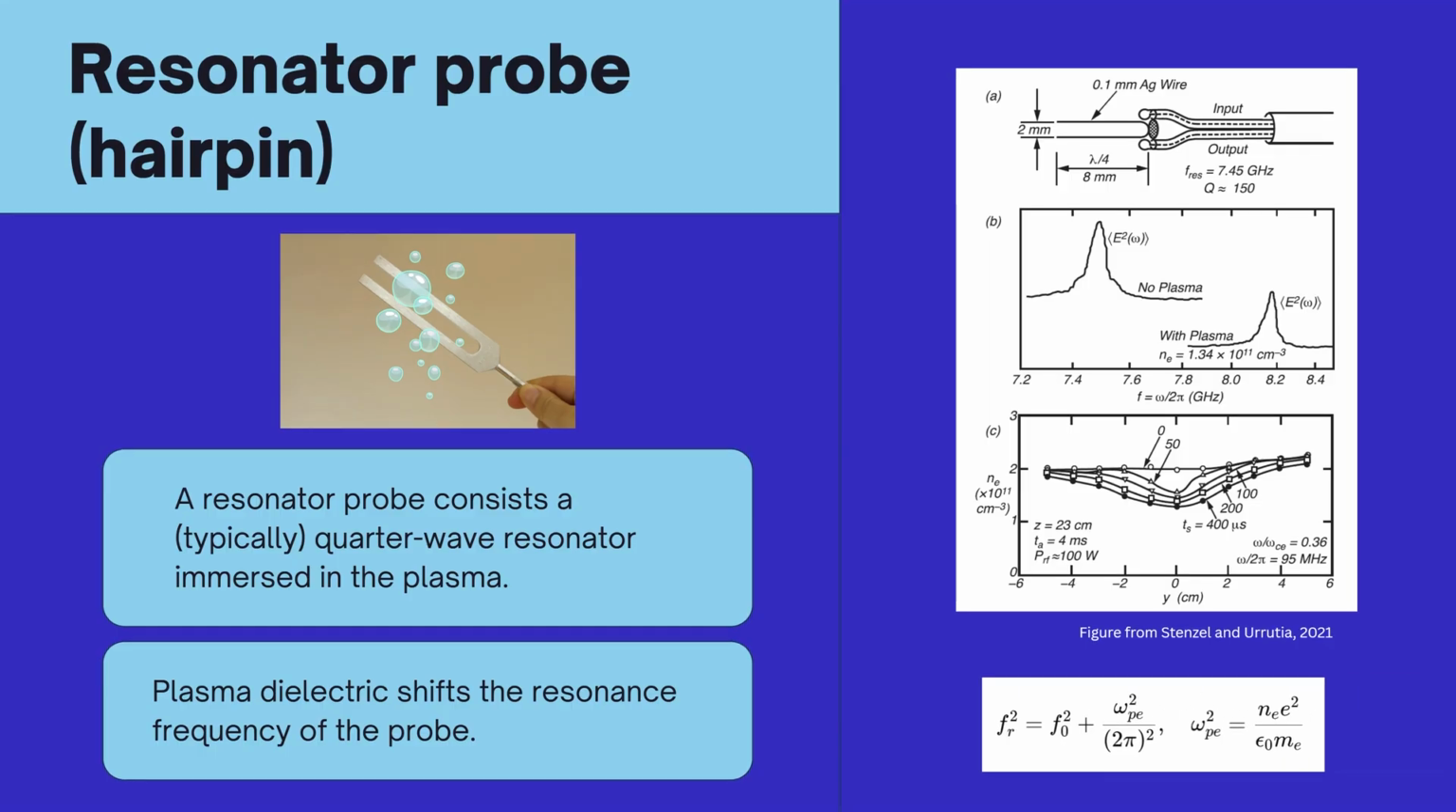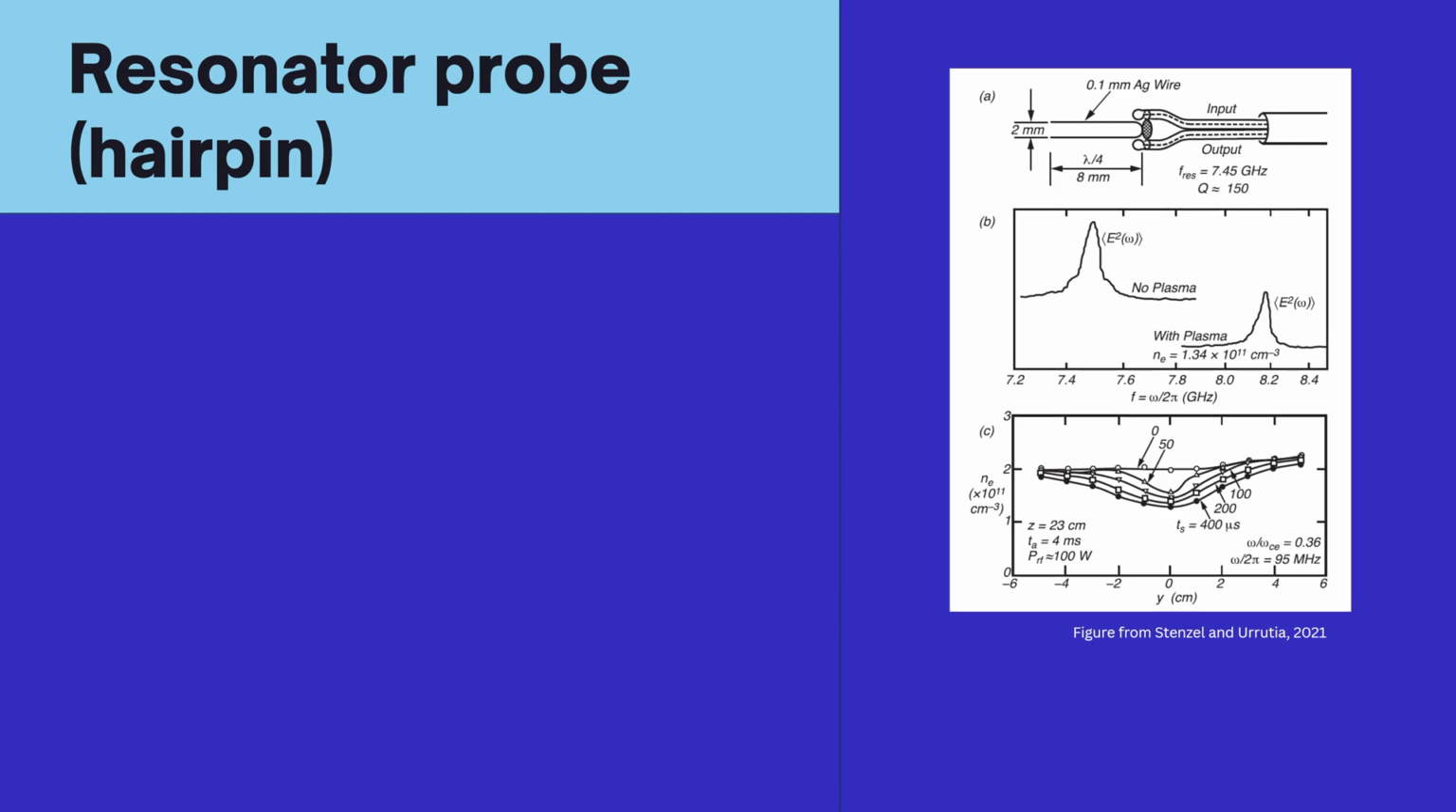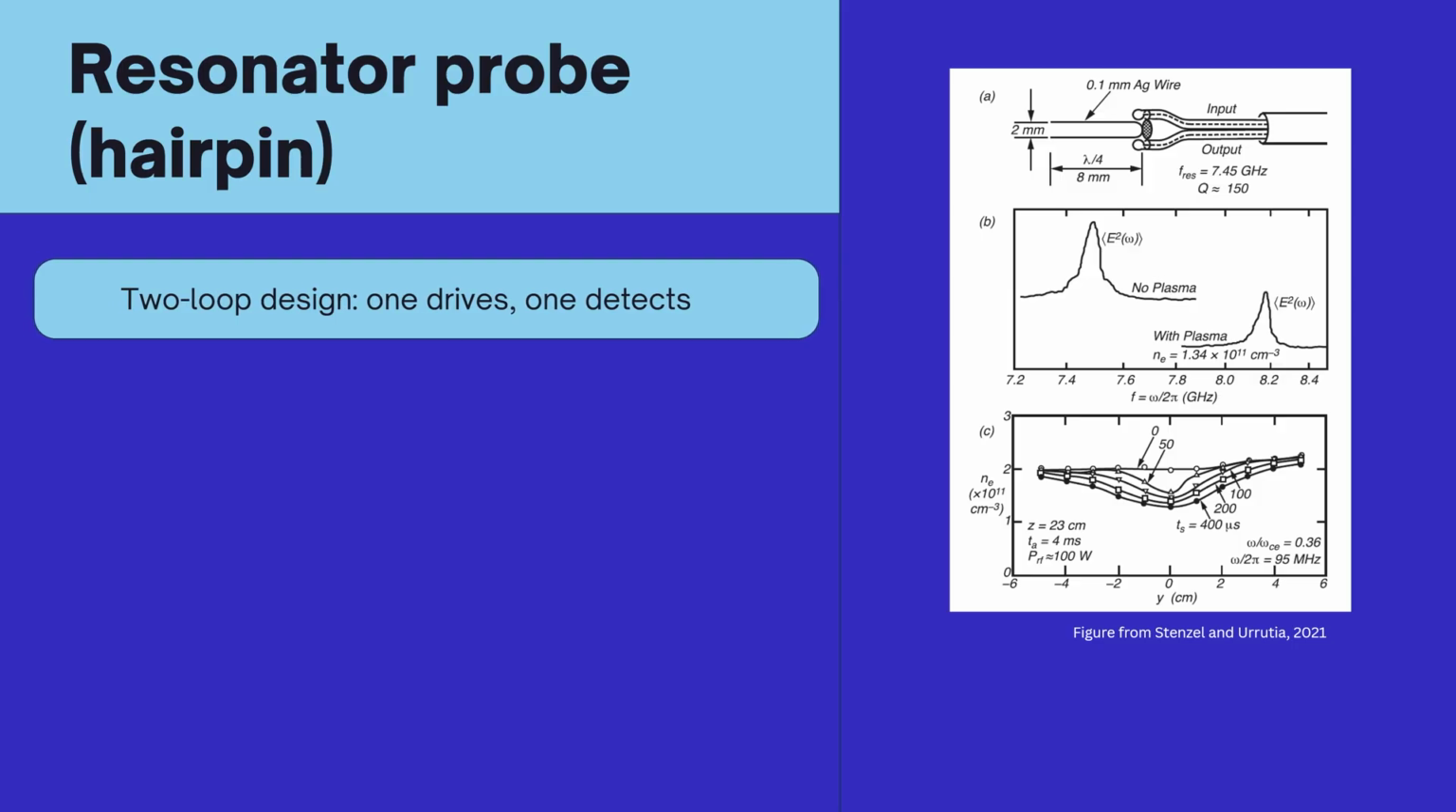A resonator probe was invented by Rainer Stenzel in the 70s. People also call it a hairpin probe because the shape of the resonator looks like a hairpin, although this is not necessarily the only shape that would work. In a typical hairpin resonator probe, two small coupling loops are used. One loop is placed close to the hairpin to excite it with a microwave signal, while the second loop is positioned nearby to detect its resonant response.